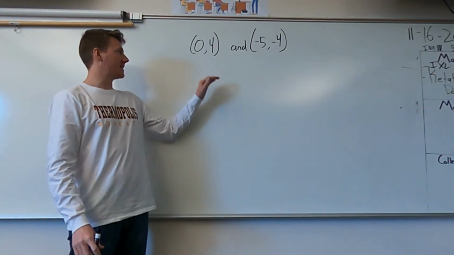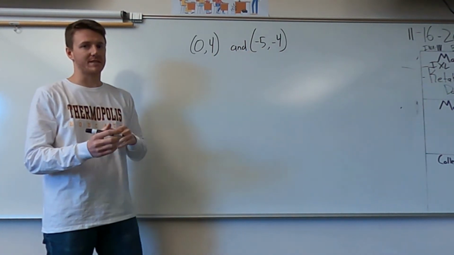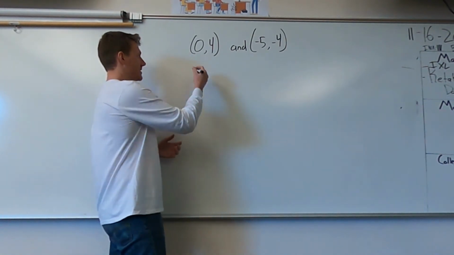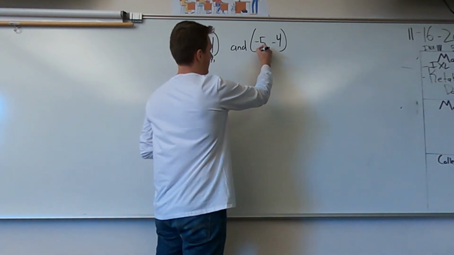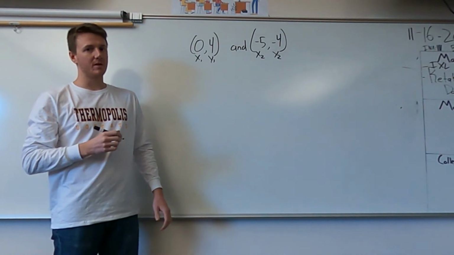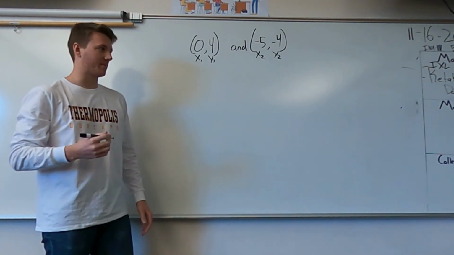Okay, we are going to find the equation of the line through these 2 points and write it in slope-intercept form. So the first thing that we need to do, we can think about labeling our points. So we can call this x1 and y1, and x2 and y2. And now we can take these points and plug them into our slope formula.